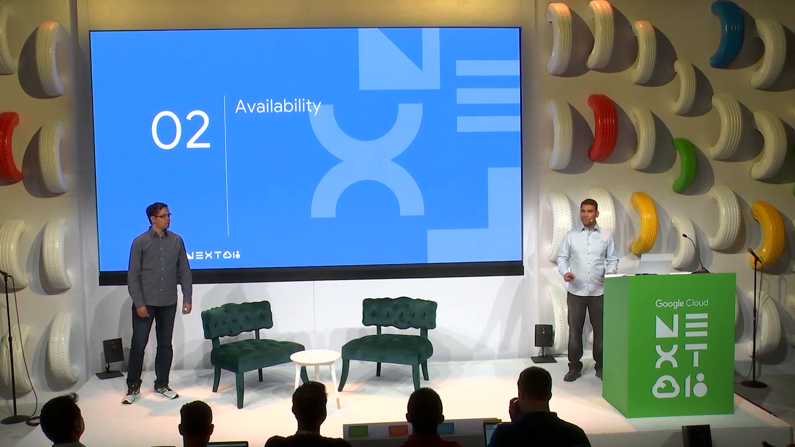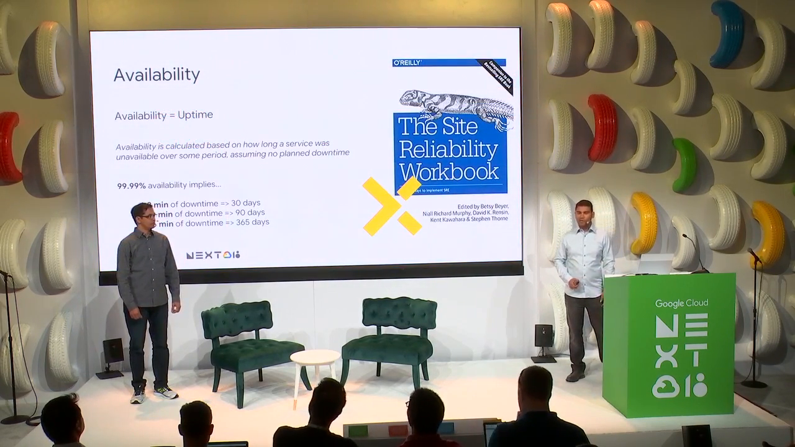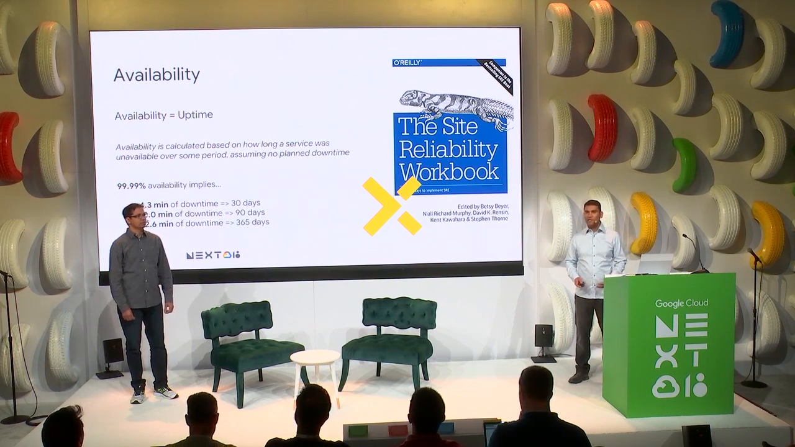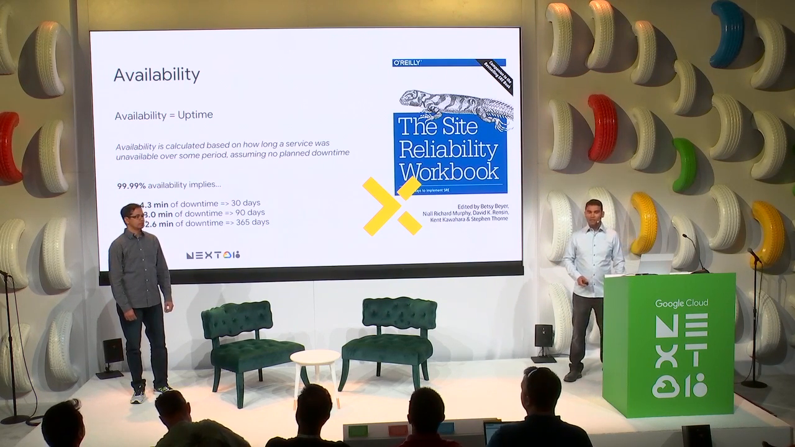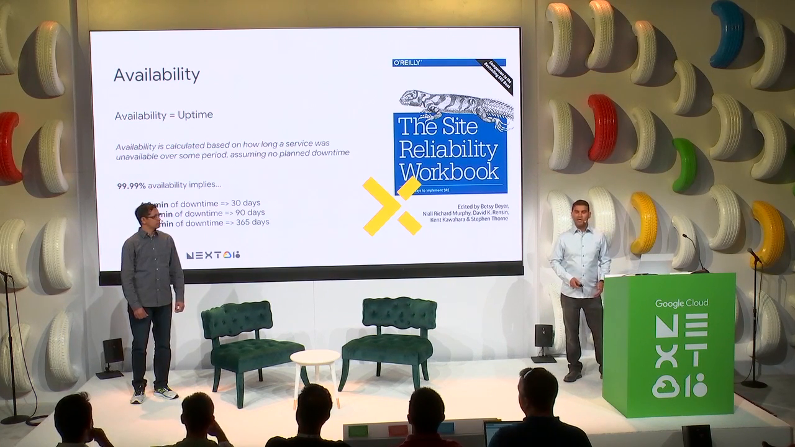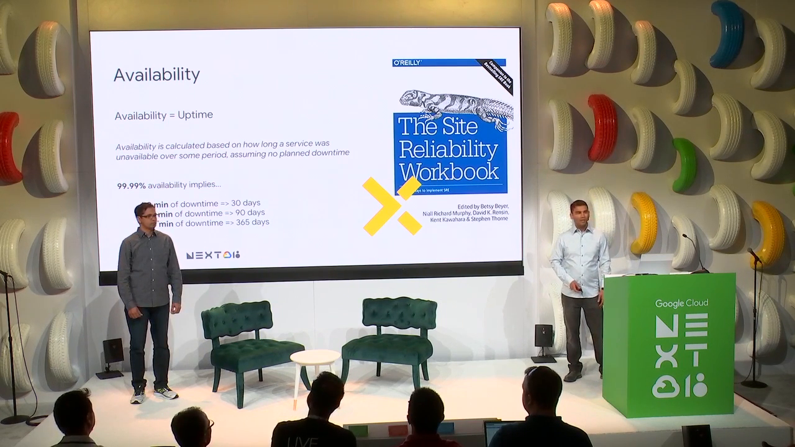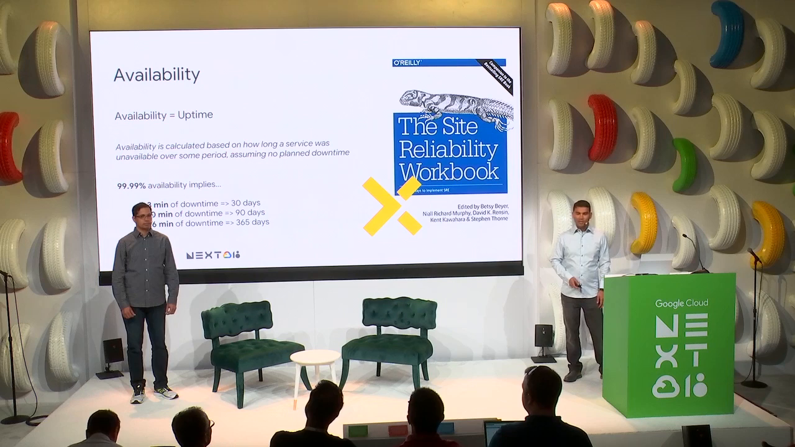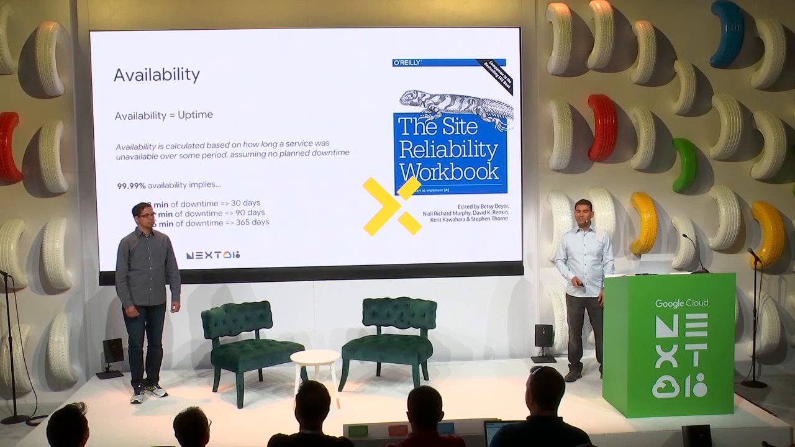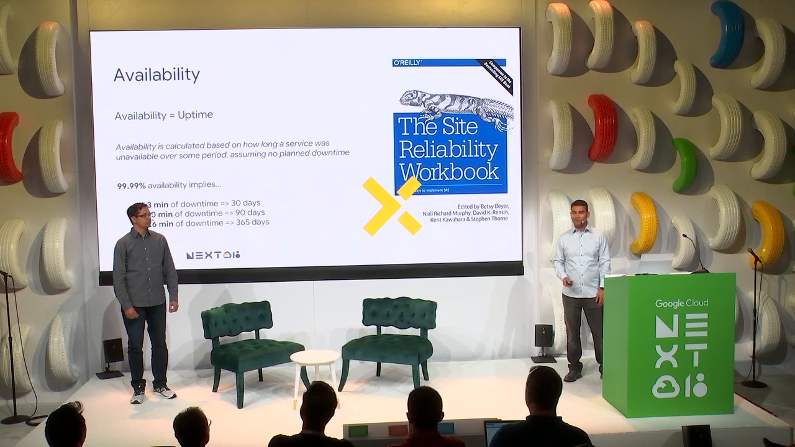Since this talk is about availability, let's define what availability is. Our SRE reliability workbook defines availability as the uptime of a software service. The way we calculate availability is by accumulating all the unavailable periods of downtime over some window of time. As an example, 4 nines implies your service was unavailable for 4.3 minutes over 30 days, and so on and so forth.